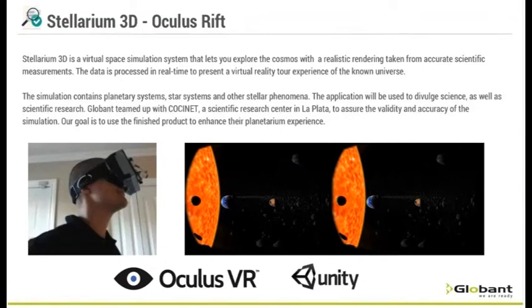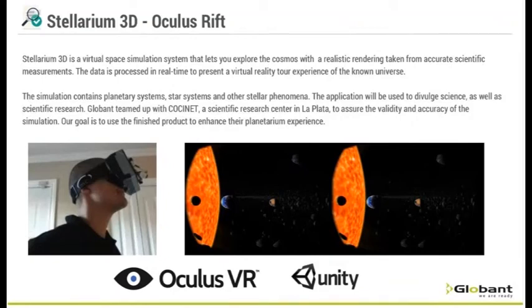We are working with a space agency in Argentina, trying to get as accurate information as we can to run the simulation. And it is expected, and we still have a long road, that it could be used for research purposes, not only for visualization. For that, of course, we are using Unity, which offers one of the simplest integrations.